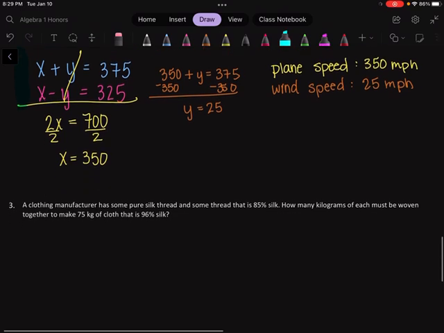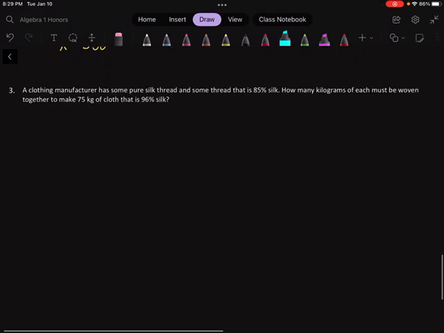This next one here is a mixture problem. When we did this in Unit 3, we had to only use one variable. But guess what now? We have two variables. So we'll be able to use x and y, not have to set up a table. Okay? But let's go ahead and read it.